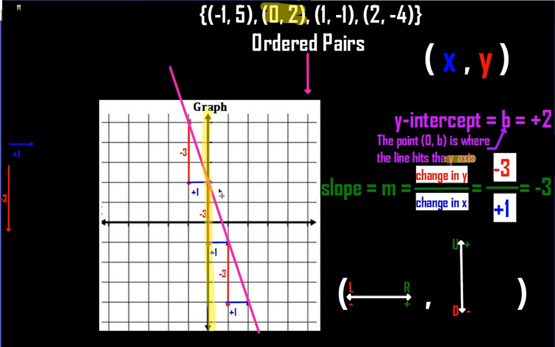Now, because you have these two items, you have the graph, your y-intercept, and your slope, you are able to go from the graph to the equation.